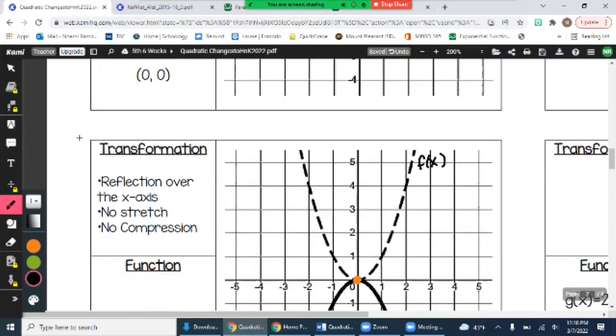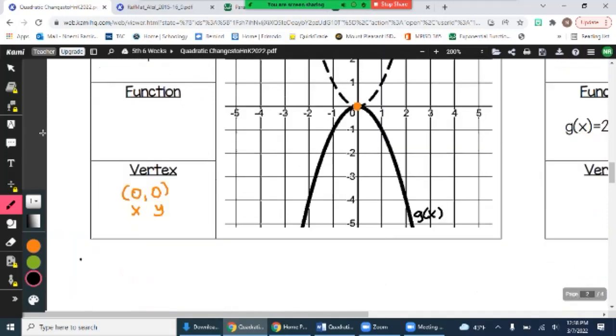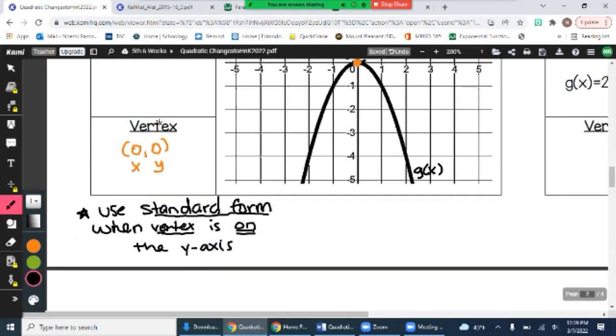Now, if your vertex is on the y-axis, you're going to use standard form. You're going to use standard form when your vertex is on the y-axis. I'll show you. Use standard form when the vertex is on the y-axis.